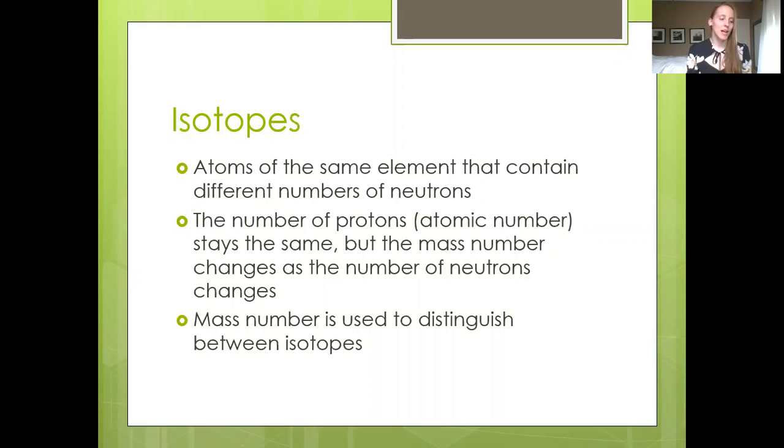So for example, carbon is an element. Carbon will always have 6 protons. However, you can have carbon 12, which has 6 neutrons and 6 protons, or you can have carbon 14, which has 8 neutrons and 6 protons. We differentiate them because carbon 12 has an atomic mass of 12, and carbon 14 has an atomic mass of 14. But they both have an atomic number of 6 because they will always have 6 protons.